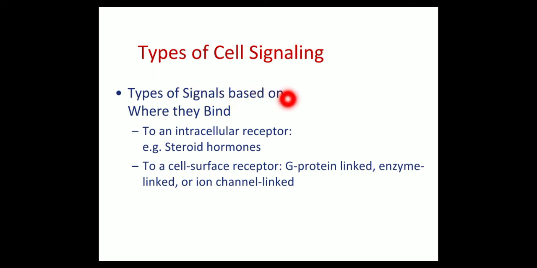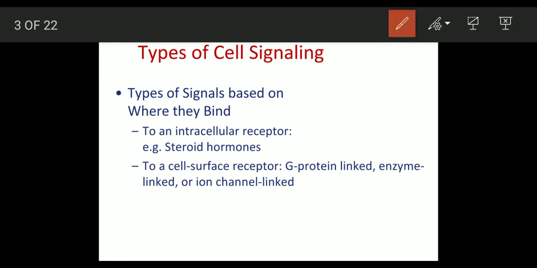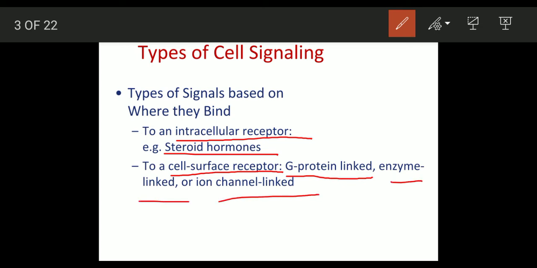Types of signals based on where they bind. According to this, there are two types of receptors: intracellular receptors and cell surface receptors. In intracellular there is the steroid hormone receptor, and in cell surface receptors there are G protein linked, enzyme linked or ion channel linked receptors. Today we'll discuss the G protein linked receptor in detail.